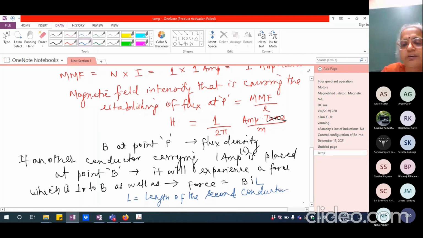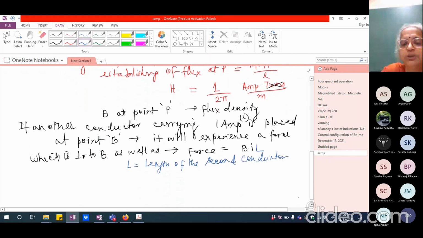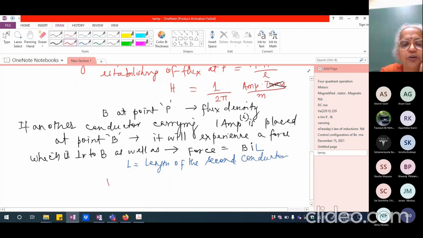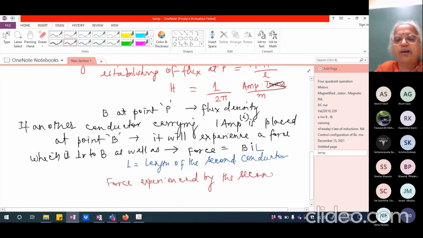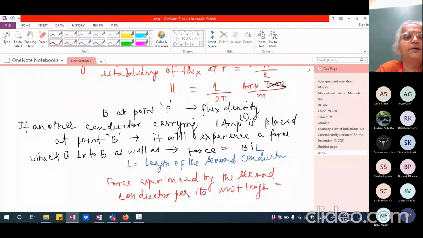So I should be able to say force per unit length if I try to calculate. If I say force experienced by the second conductor per its unit length, will be simply B multiplied by I. And if I is 1 ampere, I should say simply it is B newtons.